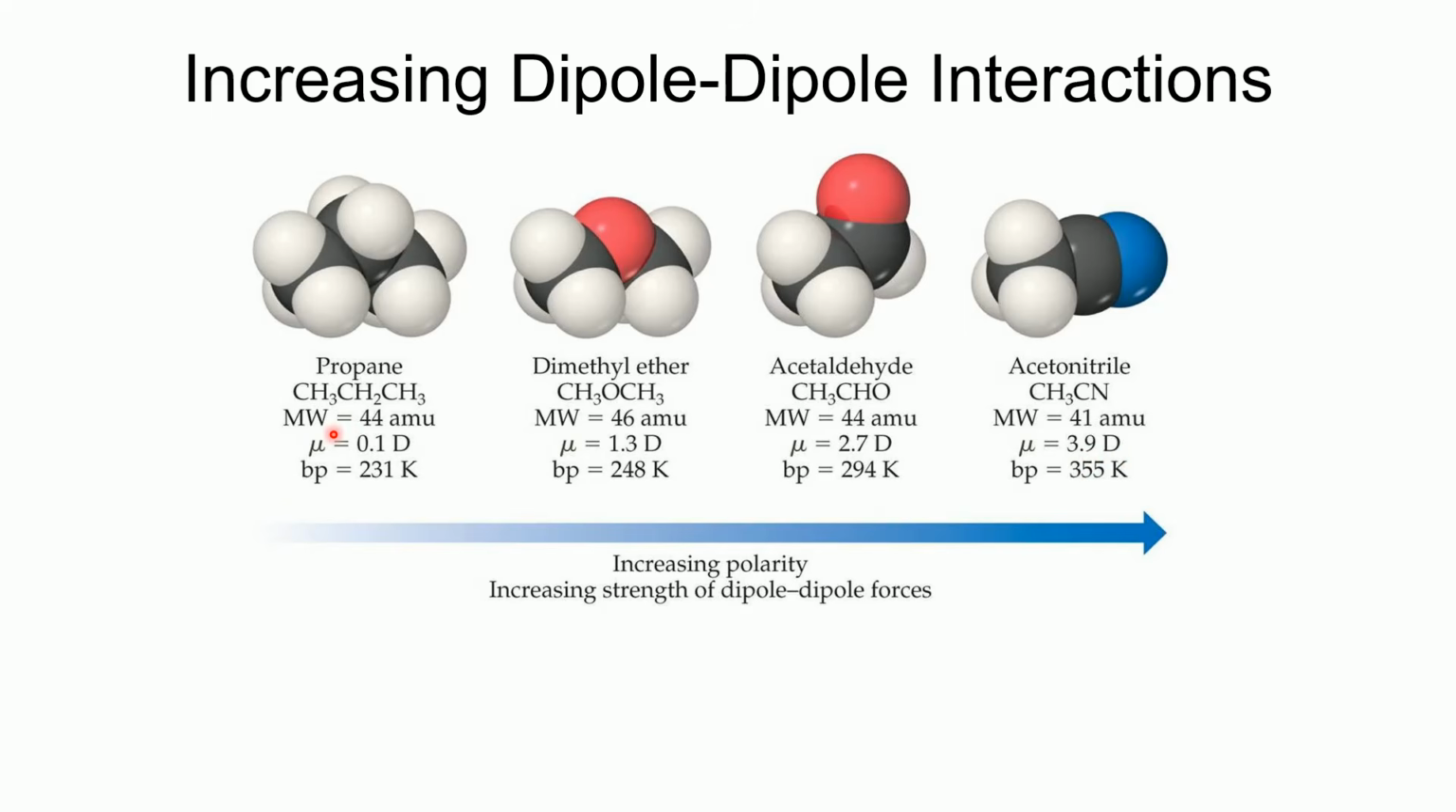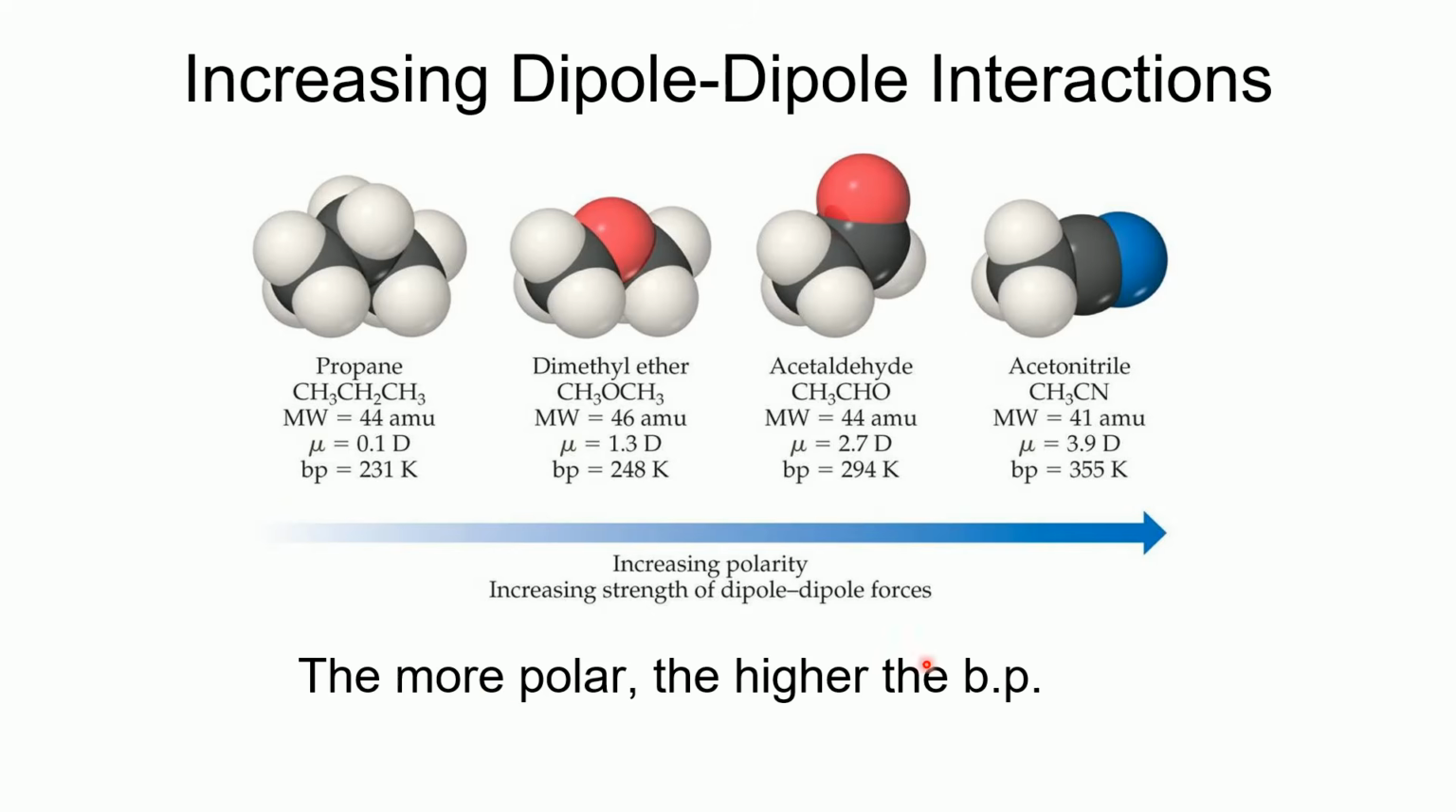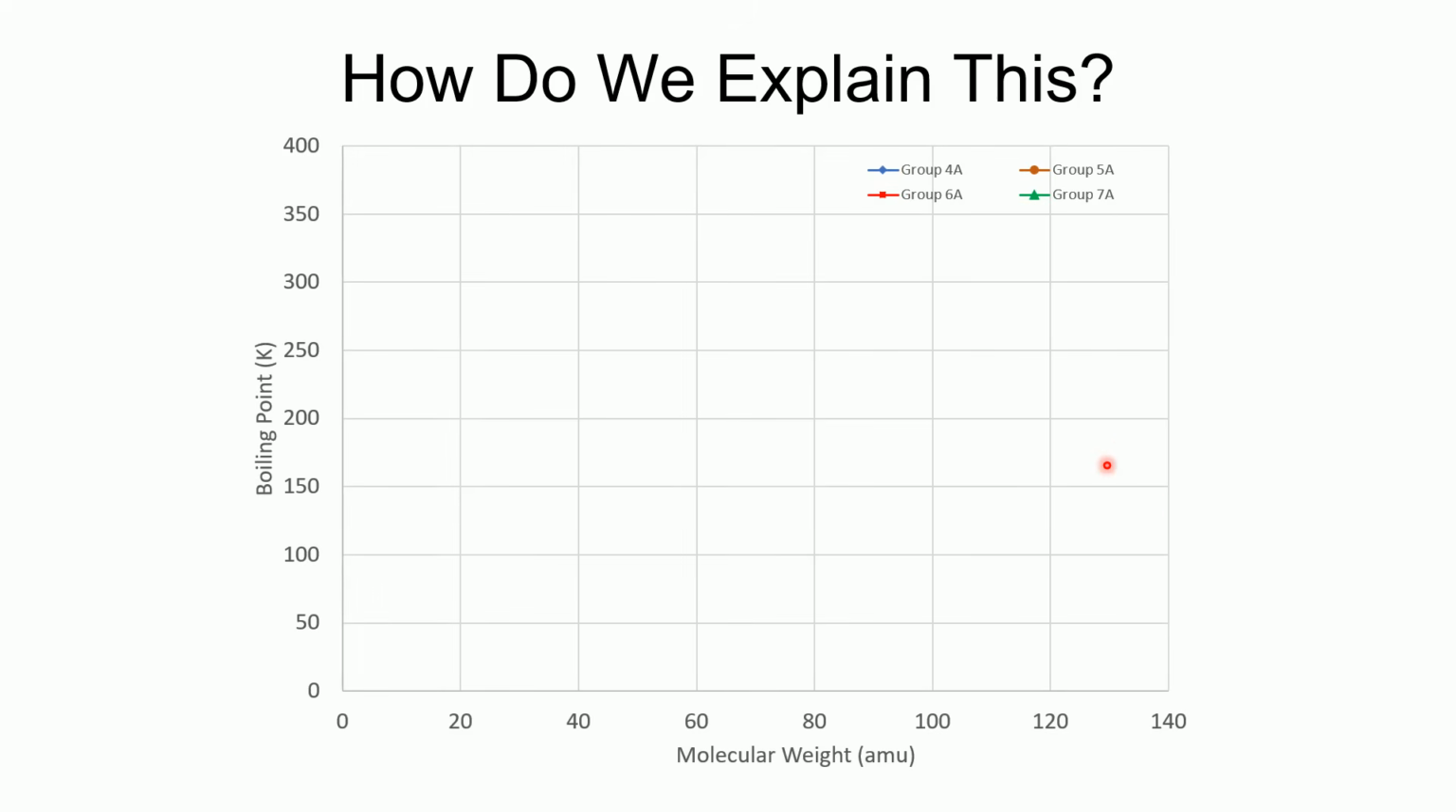We'll find for molecules that are about the same size that the higher the dipole, or the higher the polarity, the higher the boiling point is going to be. So the more polar, the higher the boiling point. All right, so that accounts for dipole-dipole interactions. And so now we want to look at this particular graph.